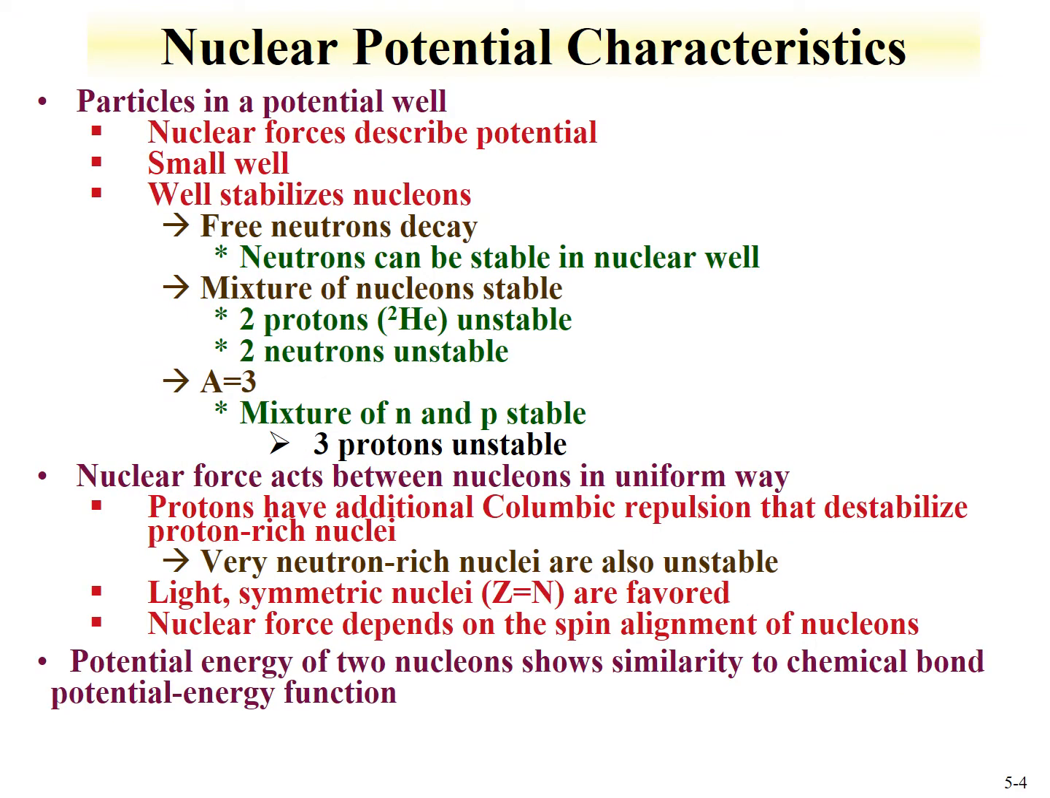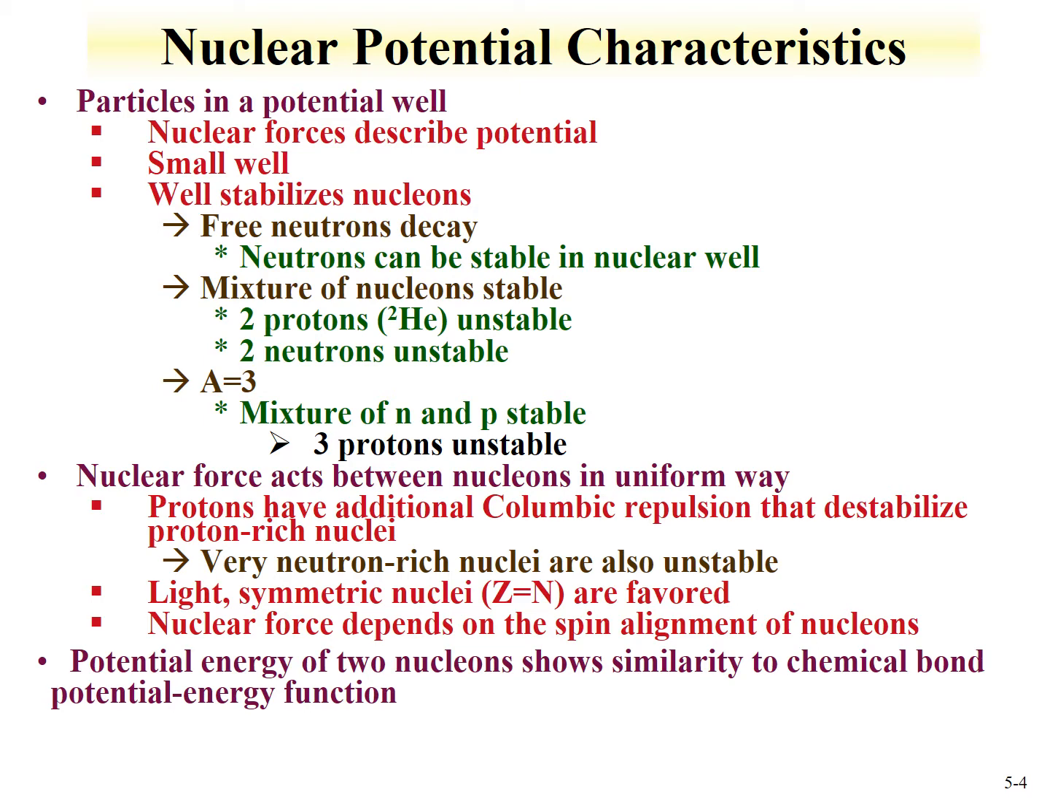Now, a nuclear potential is where these nucleons can act together, form a nucleus, and then provide properties that we can observe on this nucleus. We've already talked a little bit about nuclear potentials, but these nuclei can be particles in a potential well. The nuclear forces describe the potentials. The well is small. And we also know that the well can stabilize nucleons. For instance, I can put neutrons into a nuclear potential, and they can remain stable.